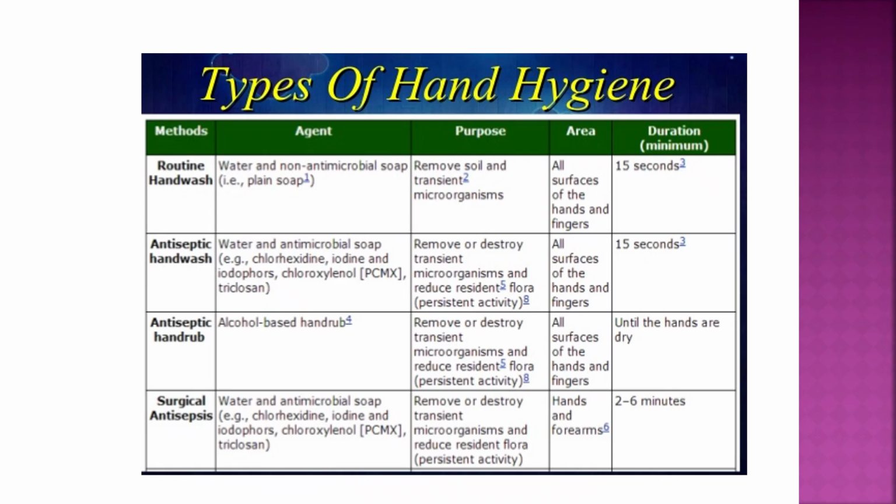A surgical hand wash is the use of antimicrobial soap and water. It removes or destroys transient microorganisms and reduces resident flora. The area is mainly different. Here it is surfaces of hands, fingers and up to the elbow, forearm. The duration is longer, minimum 2 to 6 minutes.